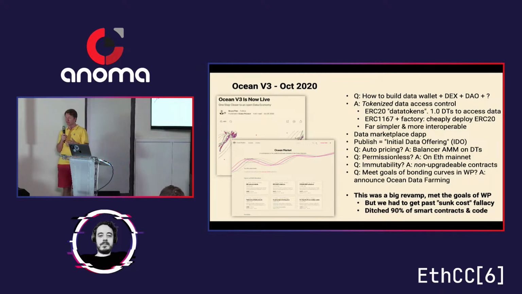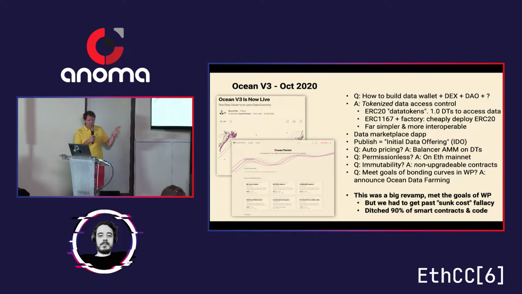And the other thing, about automatic pricing, this was a big goal always for us. The AMMs solved that. Permissionless, we just deployed to ETH mainnet. In the months that followed, we deployed to several other EVM chains too. Immutability, key thing. We went to non-upgradable contracts, right? And this for us was a huge relief, because we didn't want to have this monkey on our shoulders of liability, et cetera, as the foundation, right? So it was really nice not to have that.